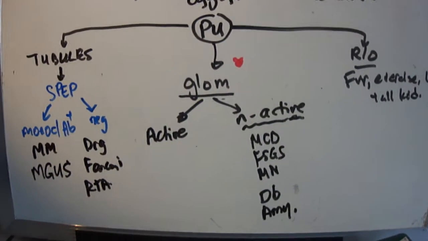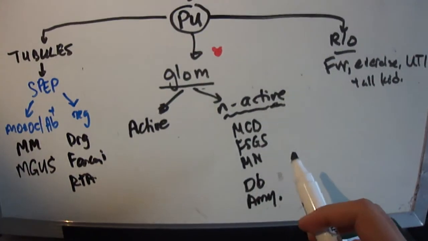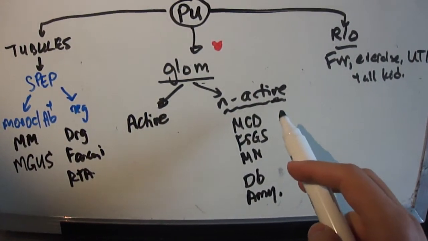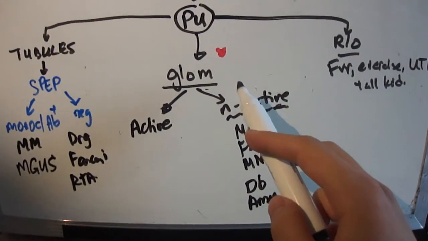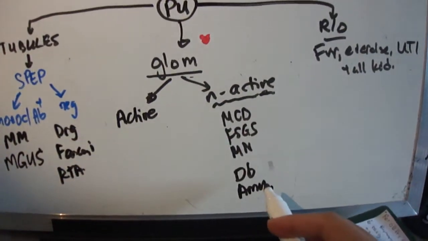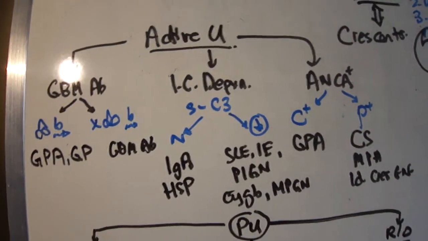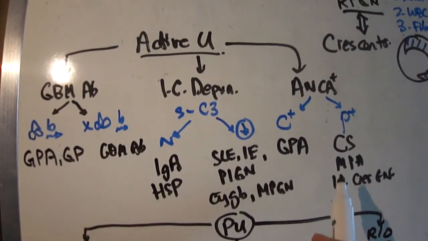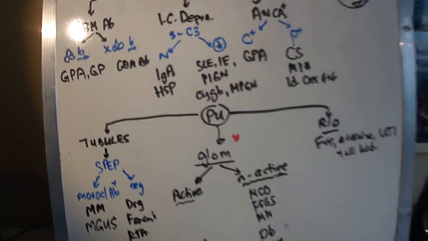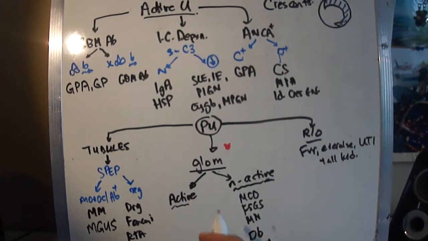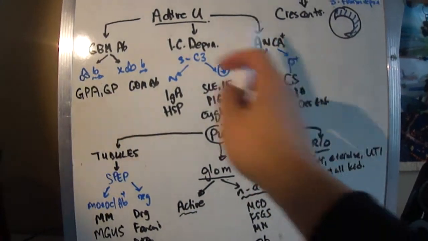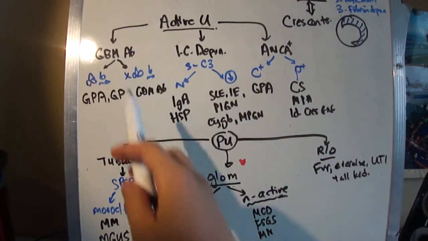So then by history and your urinalysis, you're going to see that if it's non-active glomerular proteinuria, it's one of the 5. And then if it's active proteinuria, then you're going to go back to your active urine scheme, and it could be any of these things here. So anything that is active glomerular proteinuria could be anything in the active urine scheme.